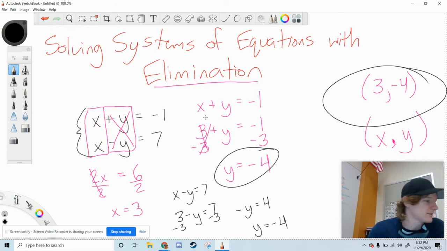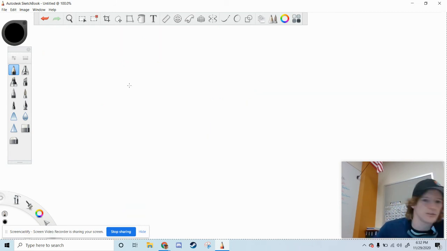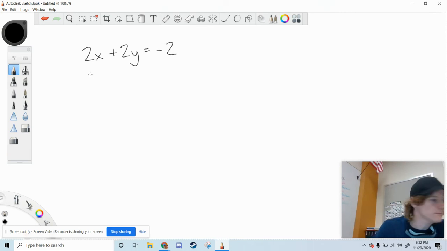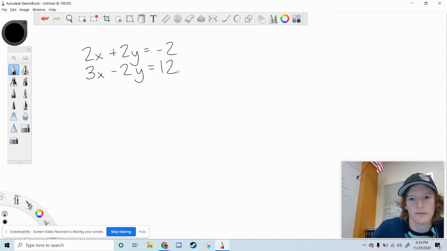I'm going to clear this out and write the next problem. We have 2x plus 2y equals negative 2. And we have 3x minus 2y equals 12. So we'll add these vertically.